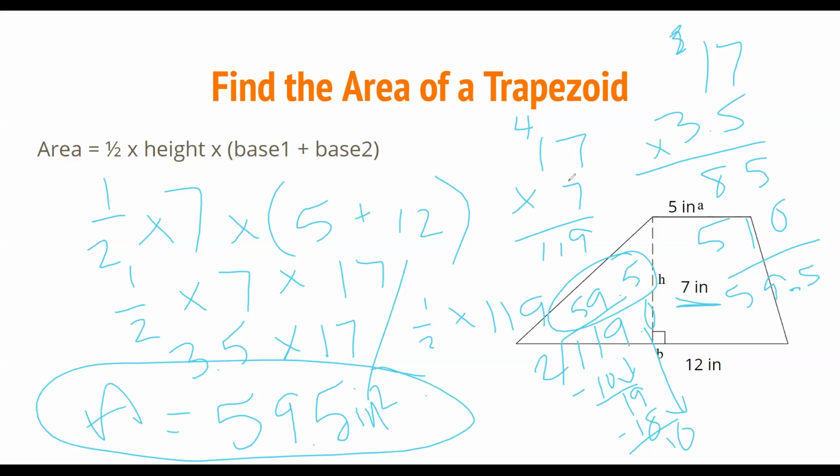So just make sure you guys are adding the two bases together first, and then you can multiply in whatever order makes sense to you. Just remember, multiplying by 1/2 is the same thing as dividing by 2.